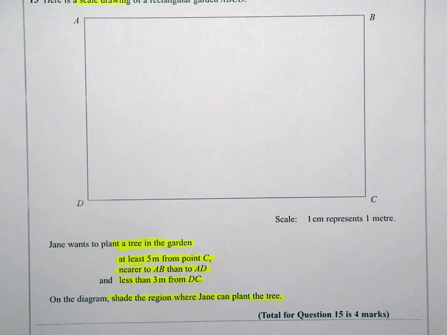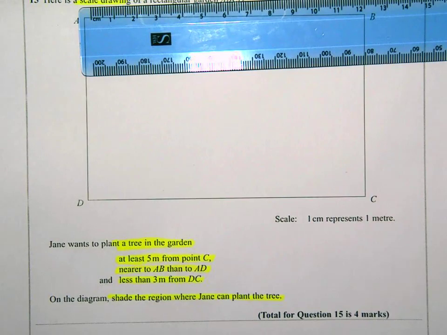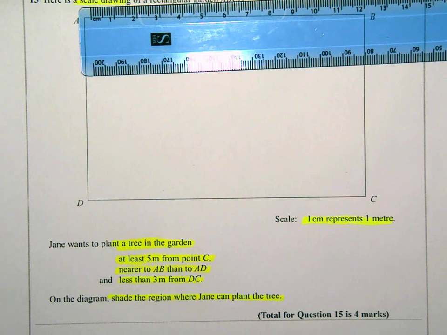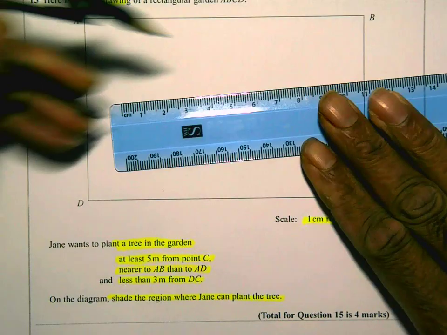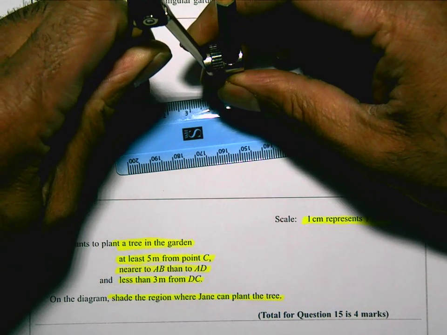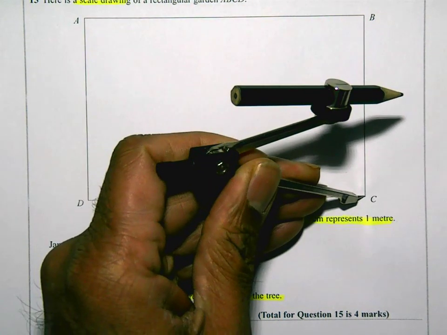Okay, so the first thing, I'm going to use my ruler to measure. In fact, there's one thing that I didn't draw attention to. In this question it says the scale is 1 centimeter represents 1 meter. So in this part where it says at least 5 meters from point C, I'm going to use a compass to do that special locus. It's the locus of all the points that are equidistant from a certain point, and in this case, it's all the points that are 5 centimeters away from point C.